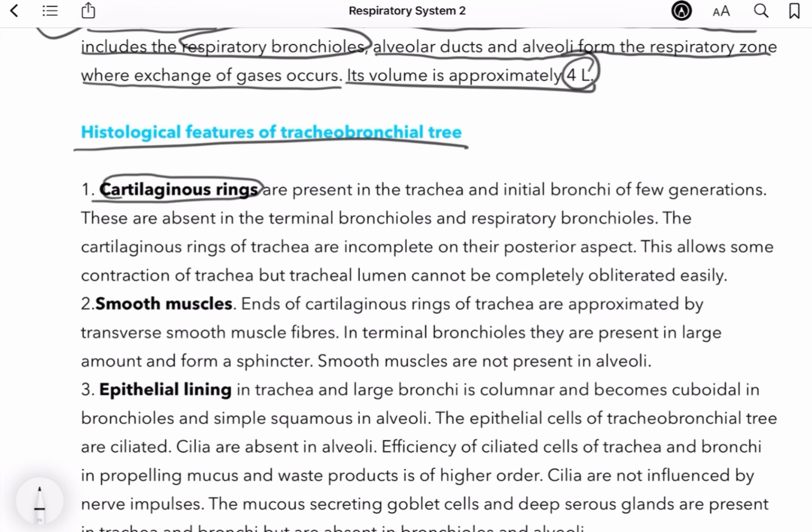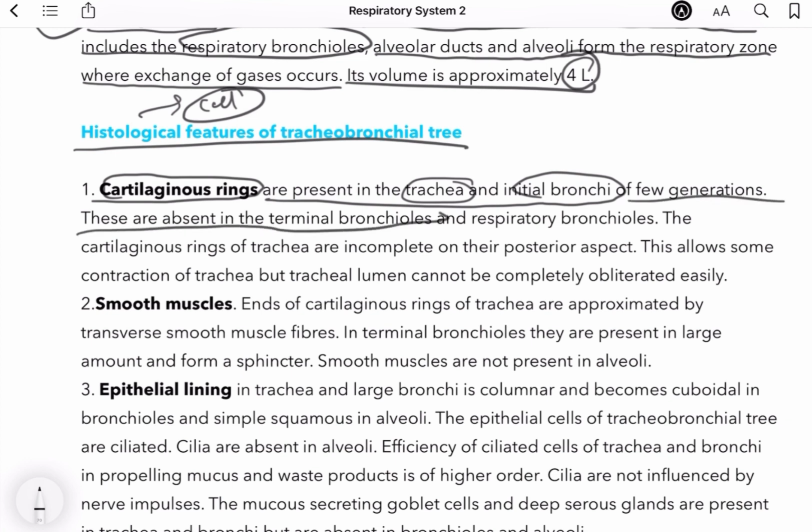Now we will discuss the histological features of the tracheobronchial tree. First, cartilaginous rings. Histological means cell-wise details. You learn in anatomy also, histology. Cartilaginous rings are present in the trachea and initial bronchi. Remember, trachea and initial bronchi. Trachea is the 0th generation. Now also start remembering generations. When it comes to trachea, bronchi, bronchioles, you should think, okay, trachea, so 0th generation. That way you should try to recall a few generations.